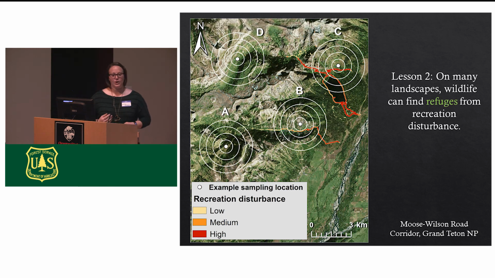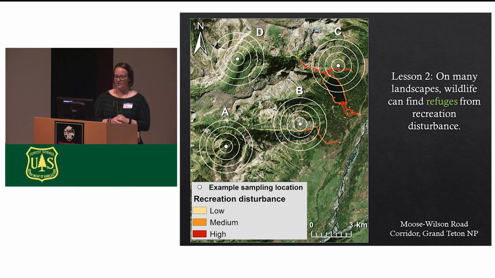The second lesson we learned was that there might be some places in the landscape where wildlife can get away from recreation disturbance if they need to. Unfortunately, none of us are wildlife biologists. We didn't actually have wildlife data, so if some of you want to talk to me about doing that, let me know. But we did create some hypothetical sampling locations on the landscape where we might want to look at a particular nesting location of a species, or you could put home range maps on here, and try to see how patterns of recreation might influence those sampling locations.